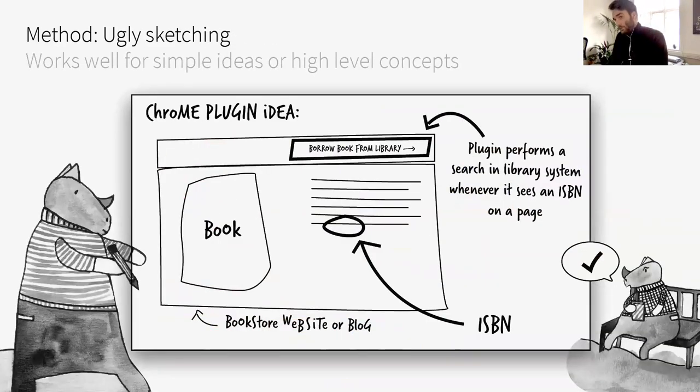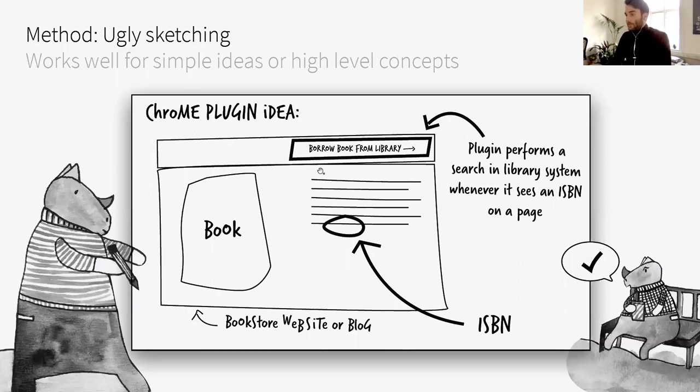Another method that we use is what I like to call ugly sketching, just to clarify that it's not meant to be a work of art. It's just meant to communicate an idea. And so it's on a level where most people, whether you think you're good at drawing or not, can participate and get their ideas across.